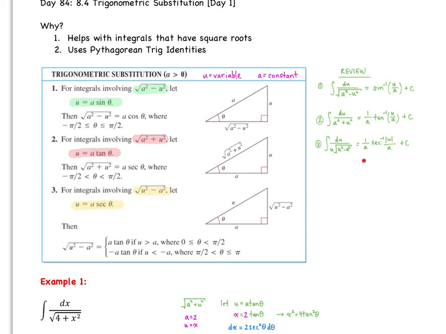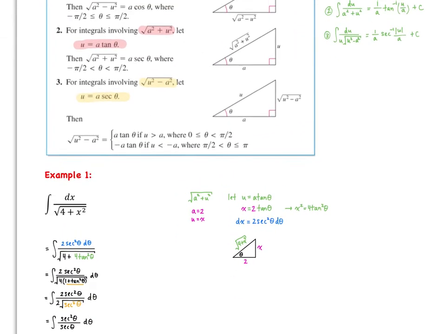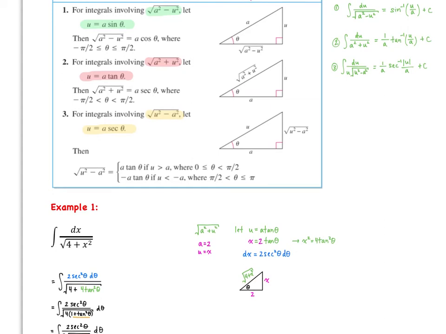Okay, let's dive right into our first example. We're going to integrate dx over the square root of 4 plus x squared. So what are we looking at? Hopefully we recognize this goes along with example 2 up here. I see the square root of a squared plus u squared.